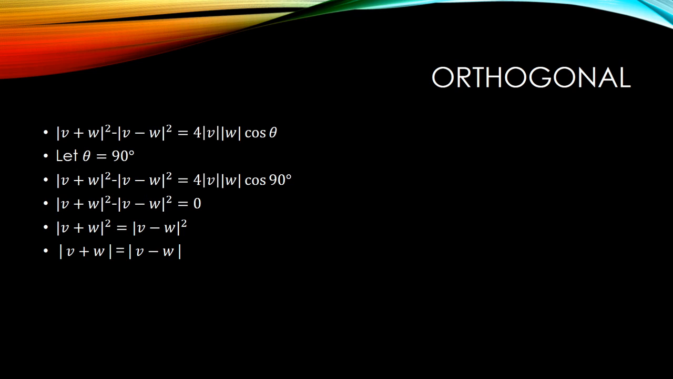And then I can move the norm of v minus w squared to the right side, and then take the square root of both sides. And so what I get, if they're orthogonal, is that the norm of v plus w is equal to the norm of v minus w. And that completes the proof.